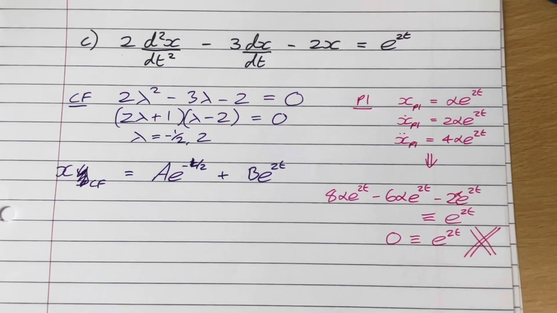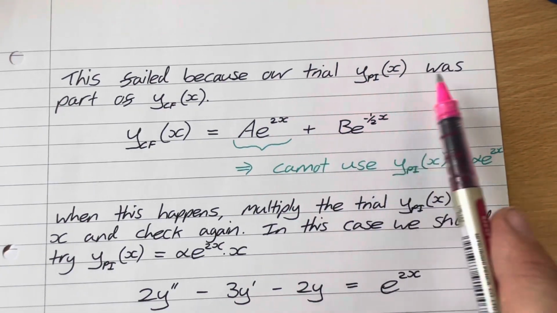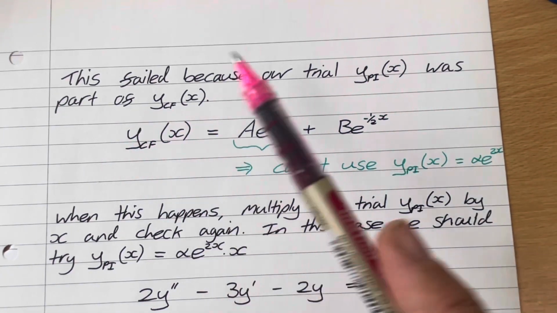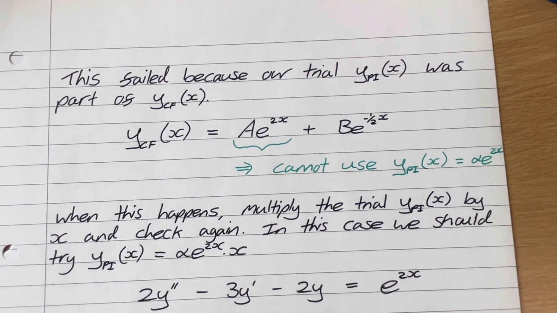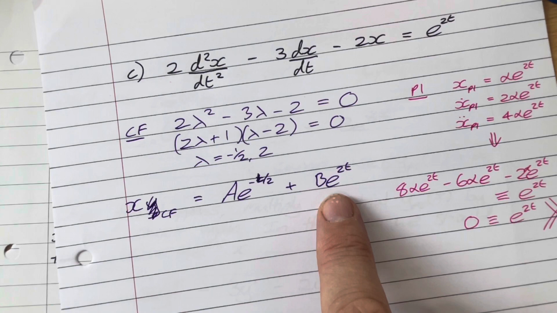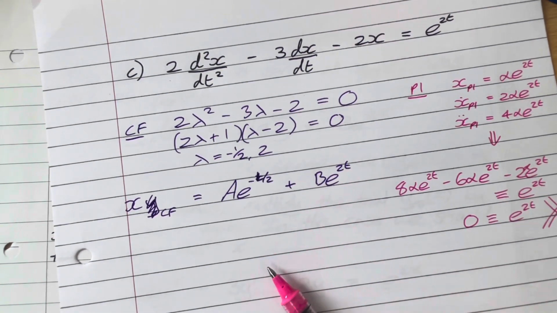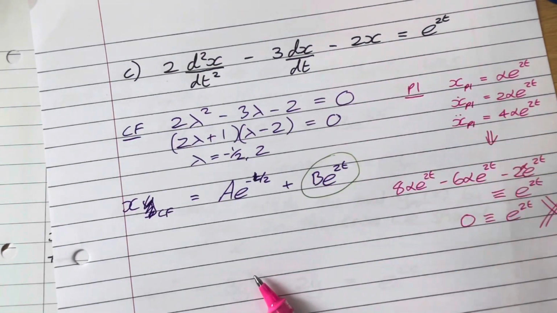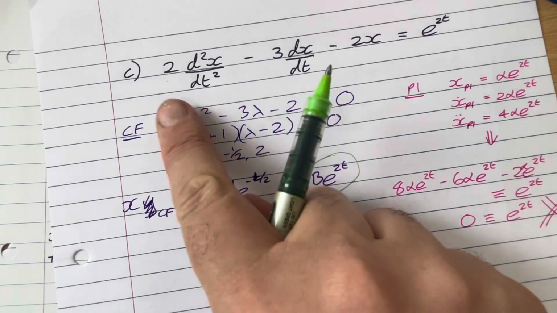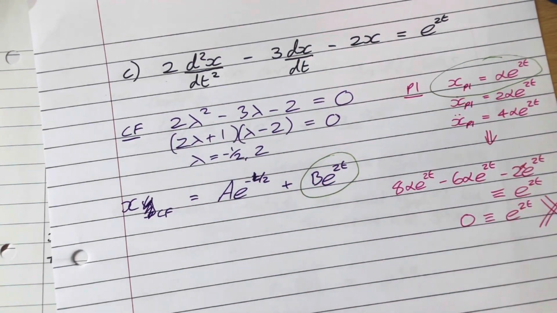So let's explore why this particular integral has failed. This failed because our trial particular integral was part of the complementary function. If we look back at the complementary function that we obtained, we had a e to the negative t on 2 plus b e to the 2t. There we can see we've already got something times e to the 2t as part of our complementary function, which means that when you run that through the left-hand side, it's going to equal 0, which means this was always going to fail.